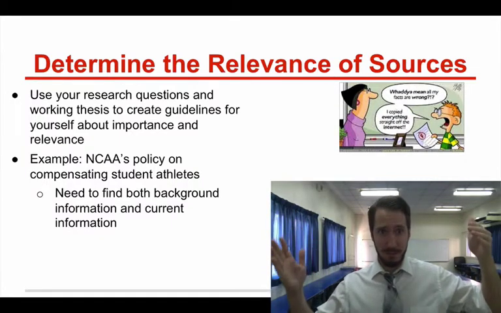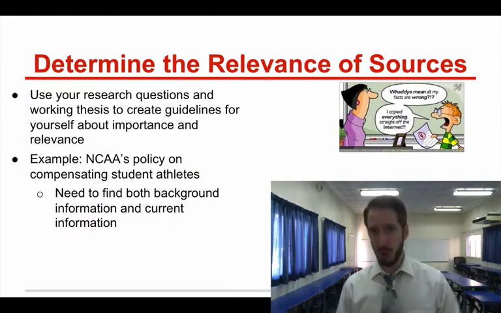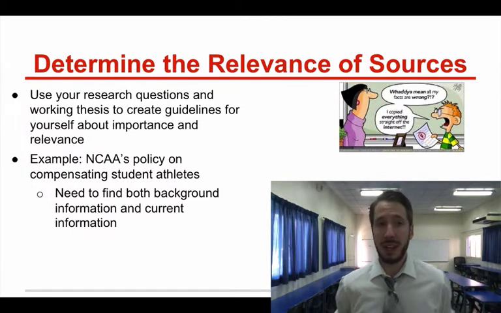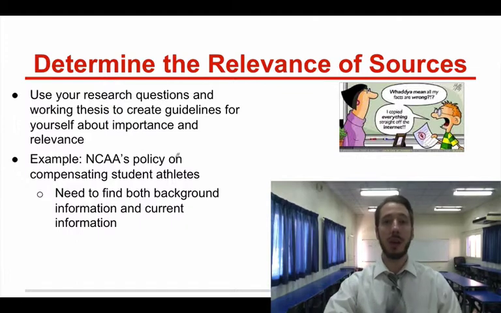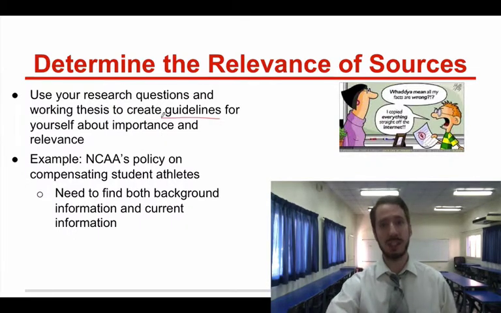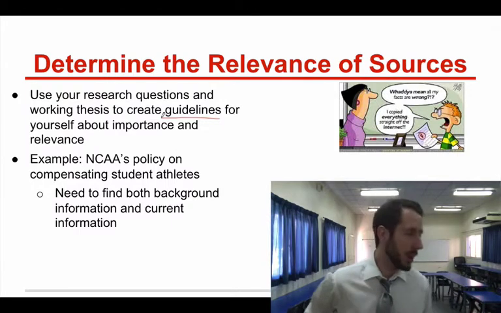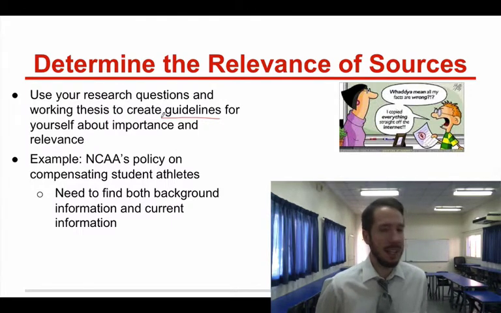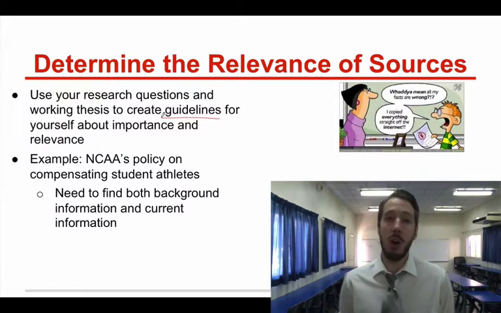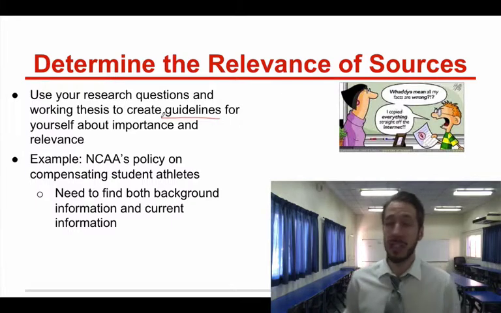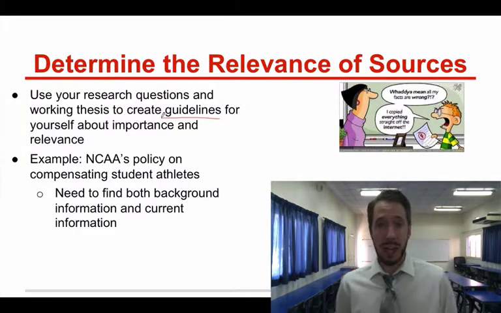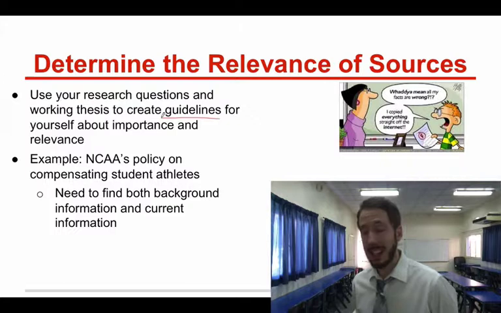Now, when you get your working thesis down, before you even start using your researching methods, what you probably want to do is create some guidelines for what you're looking for in these sources. For instance, if we're going to be looking at the NCAA's policy on giving money to student athletes, which has been a controversial topic in the United States in college athletics for a number of years, think about the guidelines that we're going to need for that.